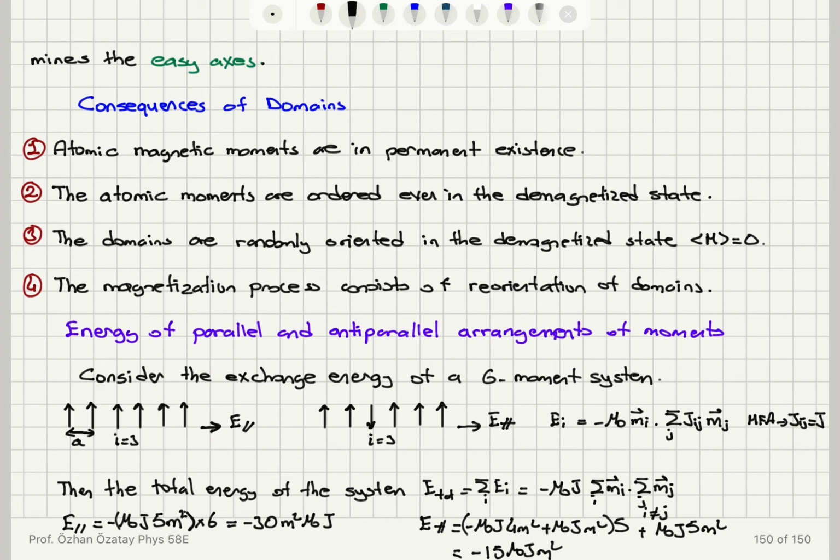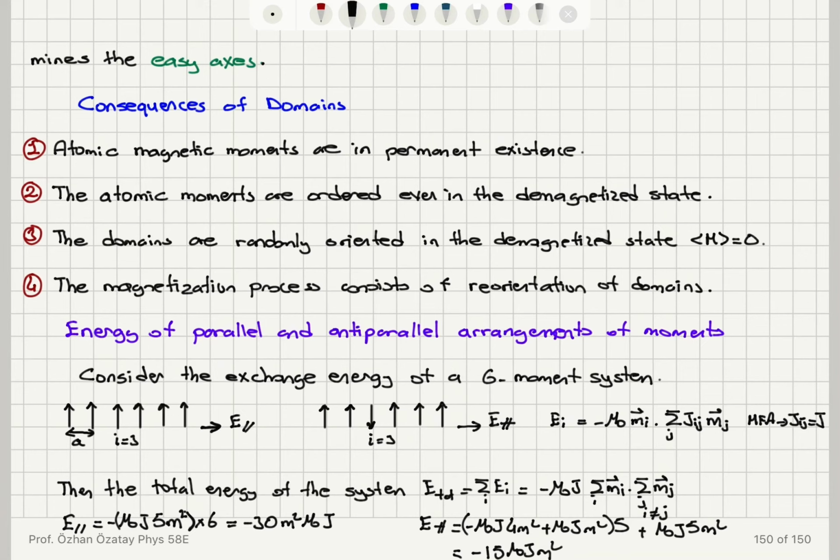So let me double check this. For the first one I have 1, 2, 3, 4 times minus mu 0 J 4m squared. Second one I have the same thing. Third one, fourth one, fifth one, and sixth one I have the same thing. And for the first one, the coupling between the first and the third gives me plus mu 0 J m squared. And for the second one, the same thing is happening. Fourth, fifth, and sixth ones, the same thing is happening. So this happens 5 times also.